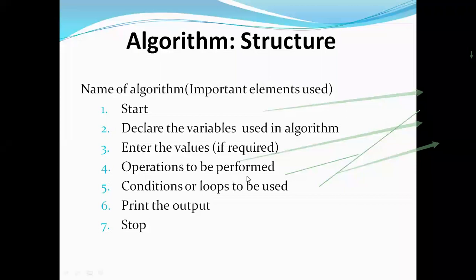For the operation to be performed, whatever operation has to be performed in the algorithm, just write it as a step. If any condition is required, then you can use it. If any loop is required, you can use it. And you can go for printing the output and then stop the algorithm.